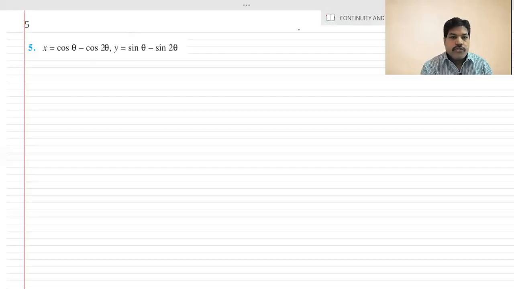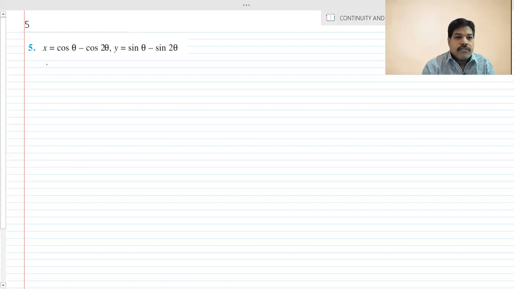See the next question, students. x is equal to cos theta minus cos 2 theta and y is equal to sin theta minus sin 2 theta. Then they're asking for the dy by dx value by using these parametric equations. So what I will take first here, students, is the given: x is equal to cos theta minus cos 2 theta.